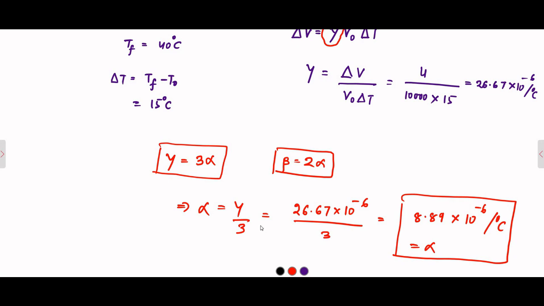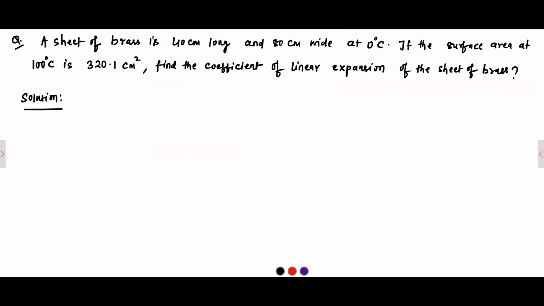Okay, first we used the basic concept of volumetric expansion and that formula to determine the coefficient of volume expansion, and then we used the interconversion formula, the relationship between the expansion coefficients, to get the coefficient of linear expansion. Okay, so this is this.